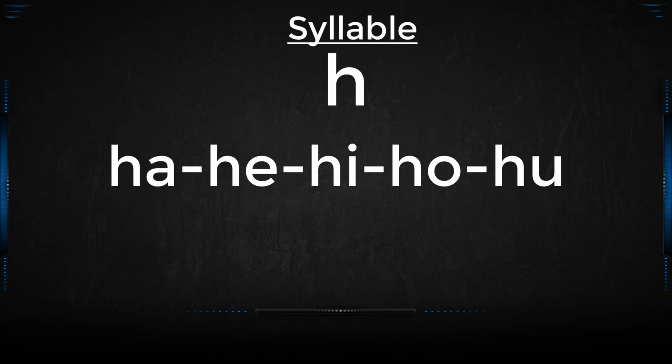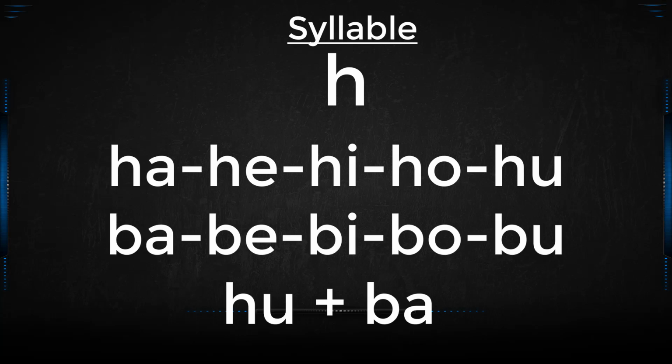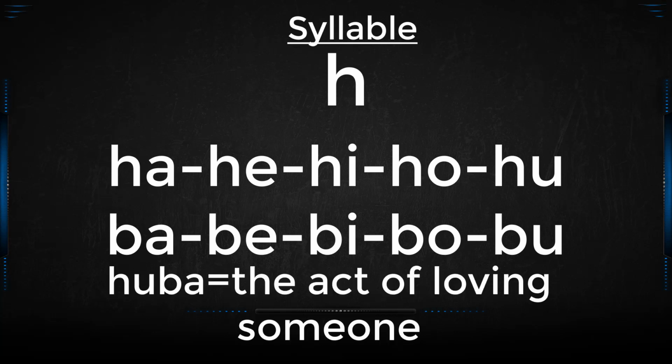So at this time, I feel like it will be right to form a word from sounds that are from different consonants. For instance, in the H one, we have ha, he, he, ho, who. If we take who, then we have ba, be, bi, bo, bu. We take the ba. So we take who plus ba. It forms the word huba. Now, huba is not an Uber, the vehicle, but in Swahili, huba means that act of loving someone.